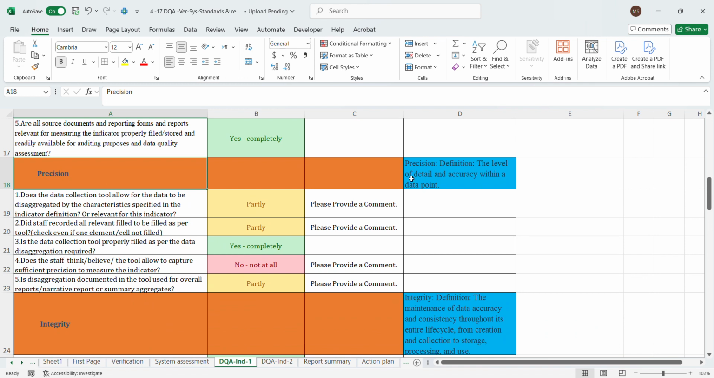Let's start from its definition. Precision is the level of detail and accuracy within a data point. So it is a level of detail and accuracy to make important decisions. We have 5 questions again, as usual, to evaluate precision, and let's start with the questions.